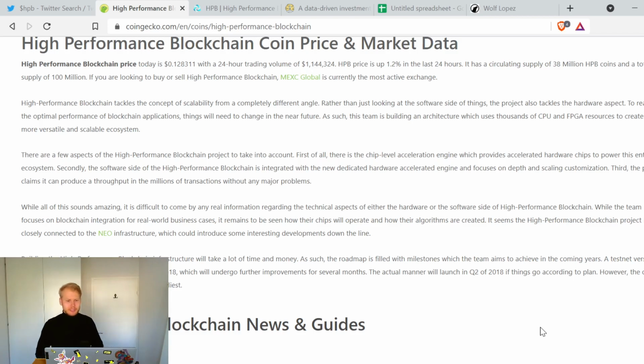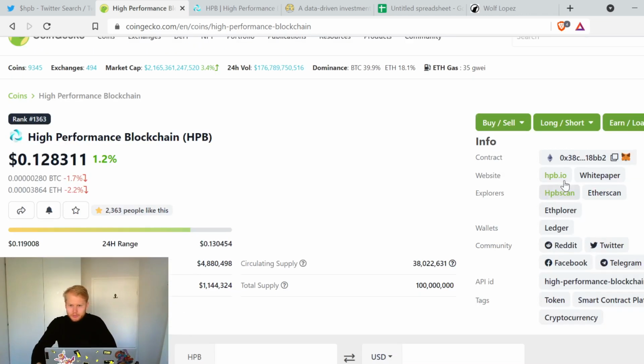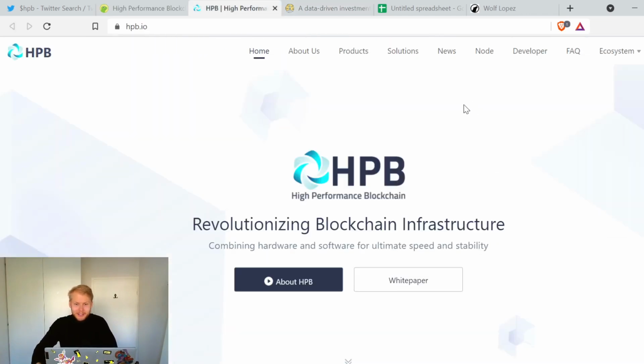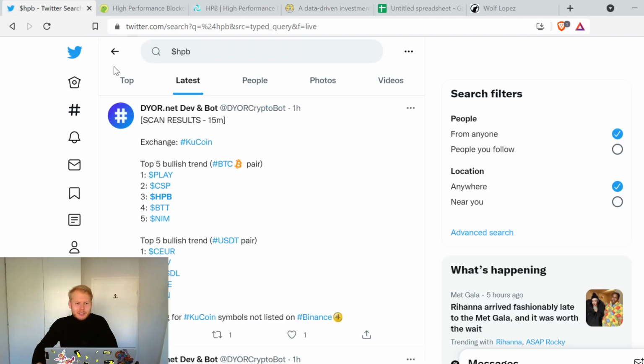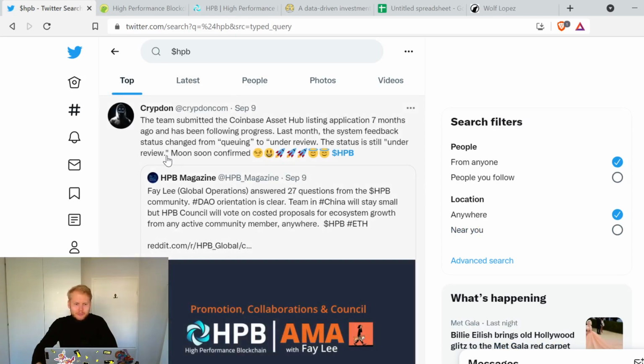As such, the roadmap is filled with milestones the team aims to achieve in the coming years. The testnet version of this project will be launched at some point in 2018. Okay, so this is actually very outdated text here. I thought that it was updated, but that's some old stuff. So let's look straight up on Twitter if there's any OG talking about it.